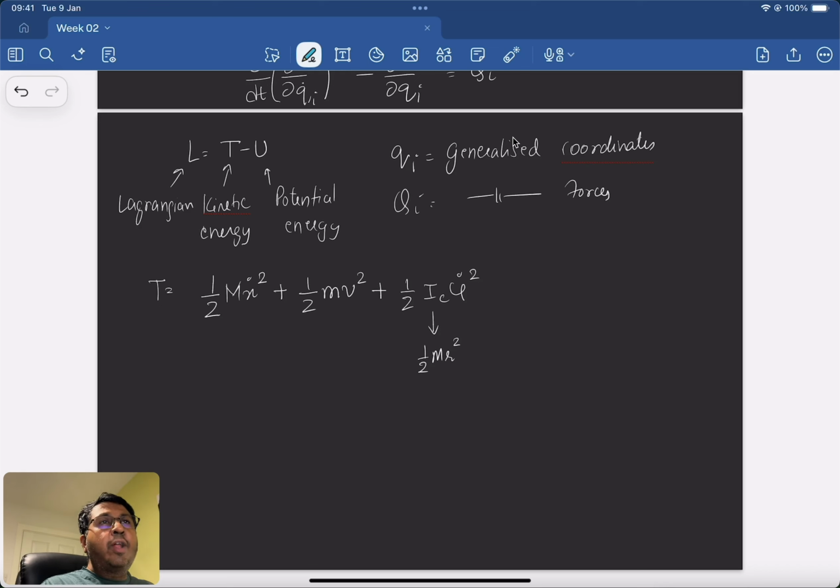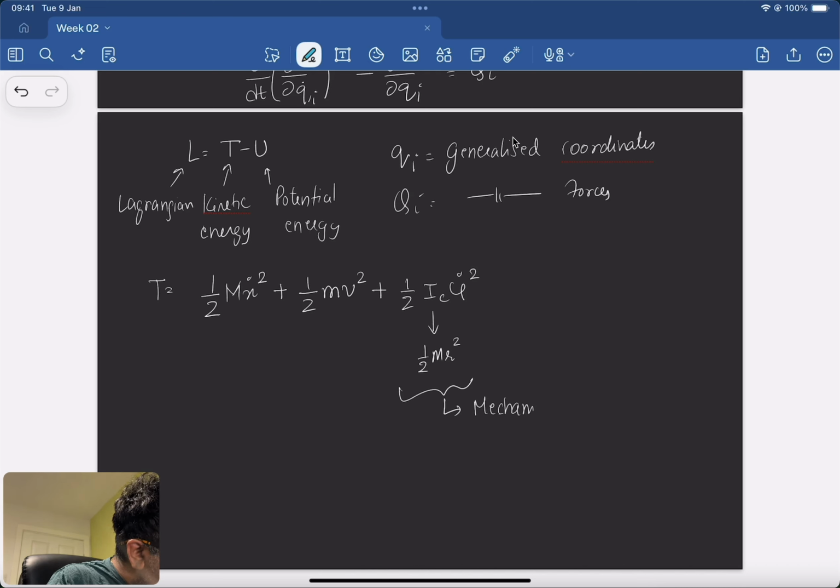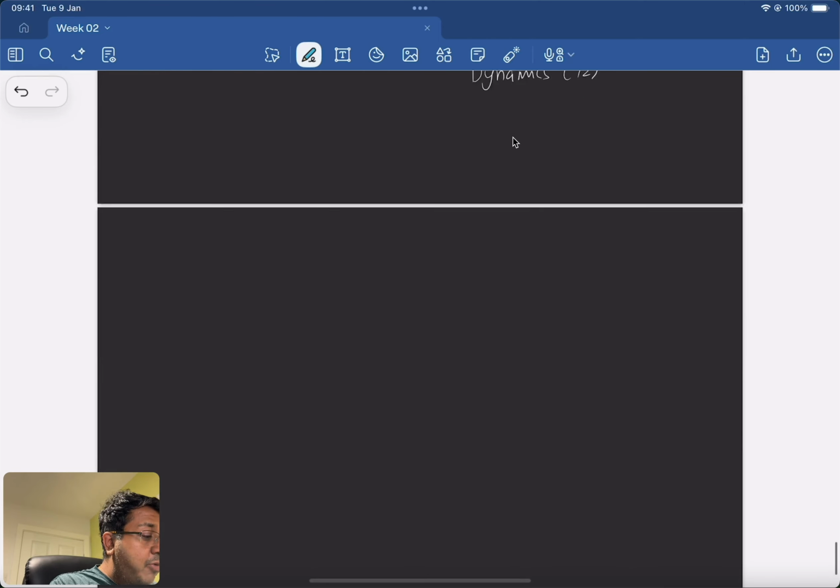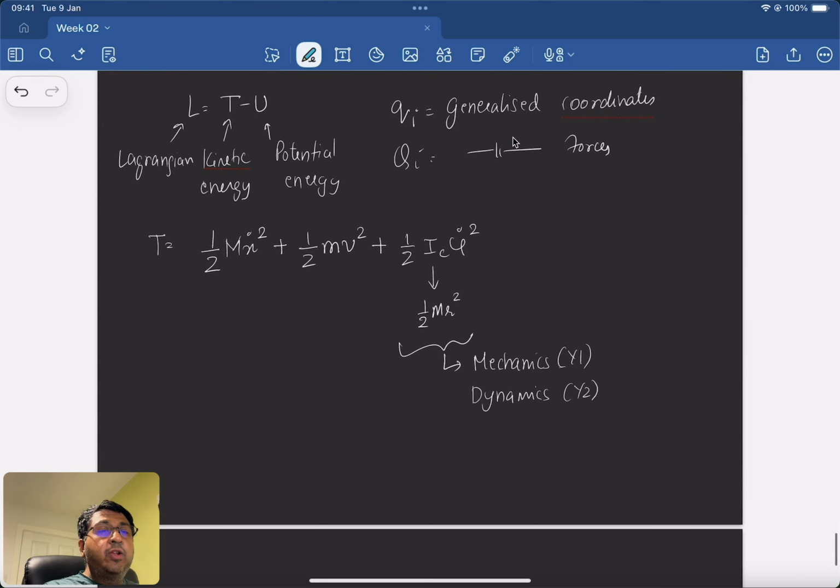If you go into earlier structures module or dynamics module, this is something that we would have talked about either in mechanics in year 1 or dynamics in year 2. I would kindly request that you go and revise how we write the kinetic energy if there's a rotational motion, from one of these modules. For now, let's assume that you already know that, and we are going to use these terms.